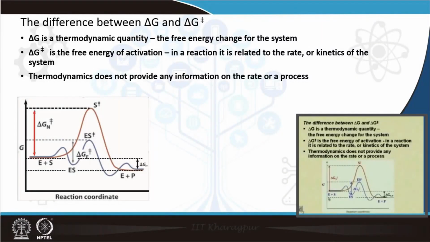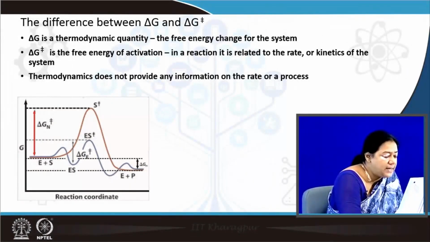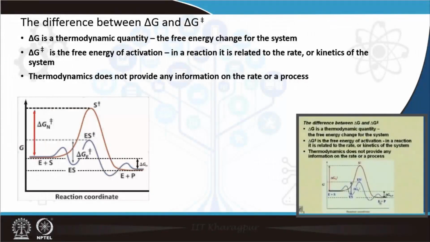If you notice, what do we have in the beginning? In the first slide that I showed you, what was the first slide? We had A plus B going to P plus Q. What do I have here? I have E plus S going to E plus P. So what is my E? My E is my catalyst that is transforming the substrate to the product, but itself is remaining unchanged. Okay? So it's not like a normal reaction where you'd have A plus B going to P plus Q. It's E plus S going to E plus P. E remains as it is in this reaction.